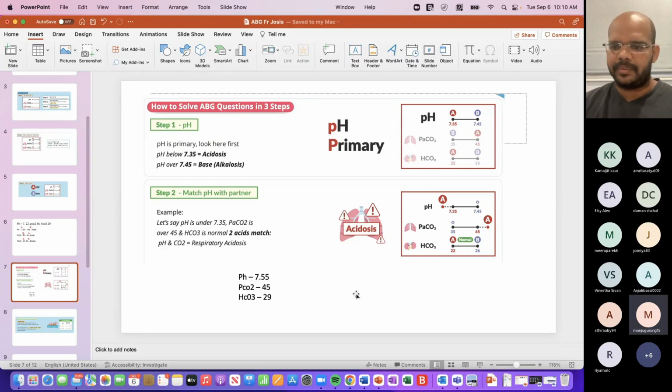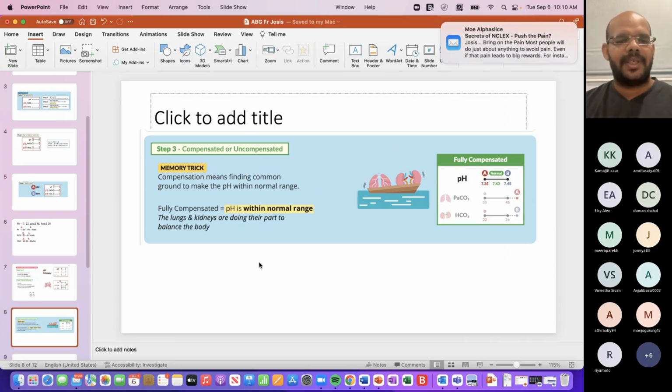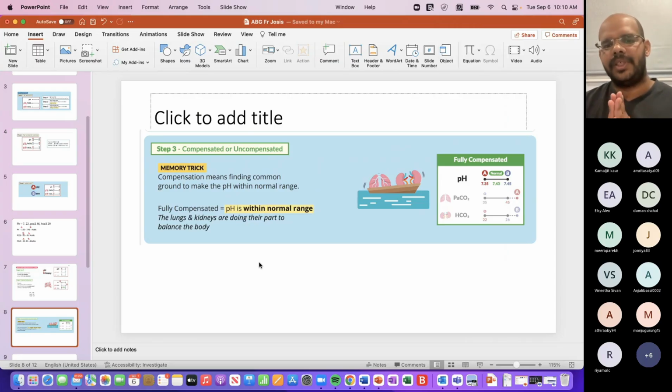HCO3 is 29. What does that mean? That's alkalosis. So pH is alkalosis, and this pH alkalosis is matching with bicarb alkalosis. So the patient is having metabolic alkalosis. Got it? Those are the two steps, and the third step is the compensatory one, deciding whether it is uncompensated, partially compensated, or fully compensated. That is what we are going to see now.